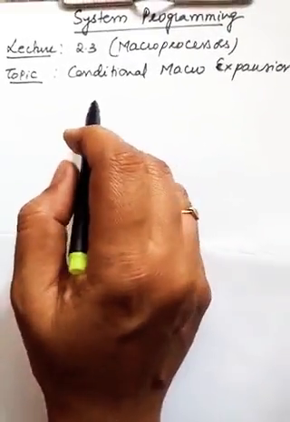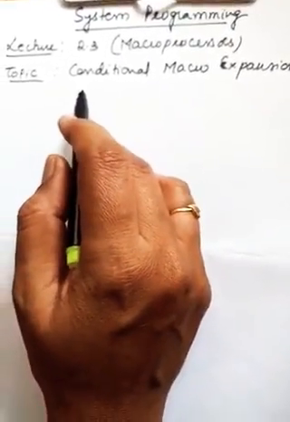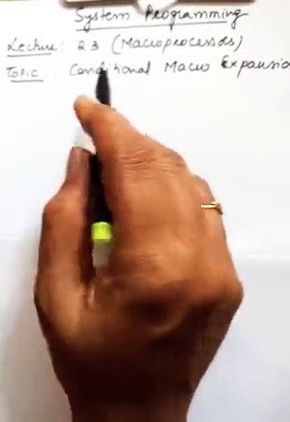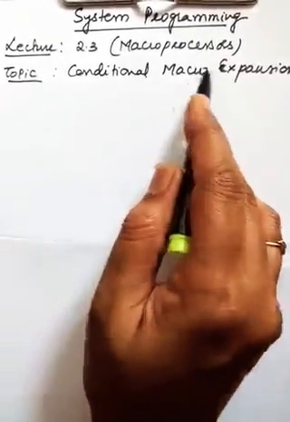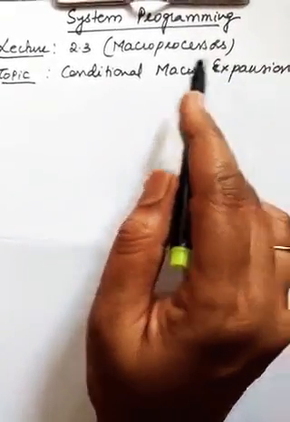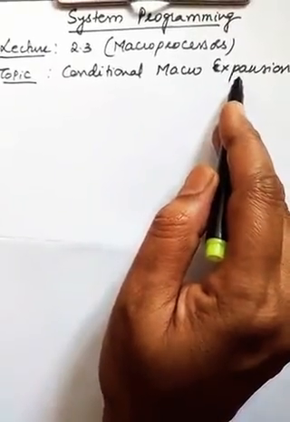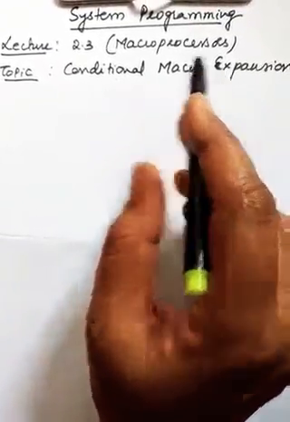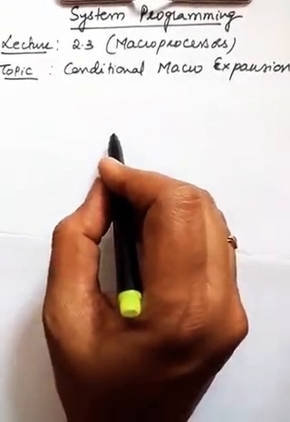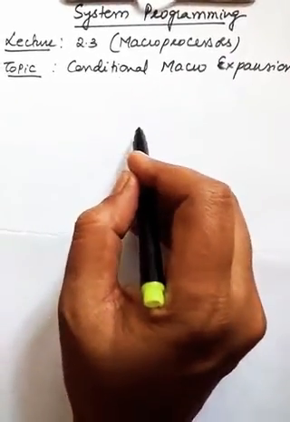Hi students, in this lecture we will understand the second feature of macro facility, that is conditional macro expansion. You already know what is macro expansion. Macro expansion is nothing but substituting a macro call with its macro definition.